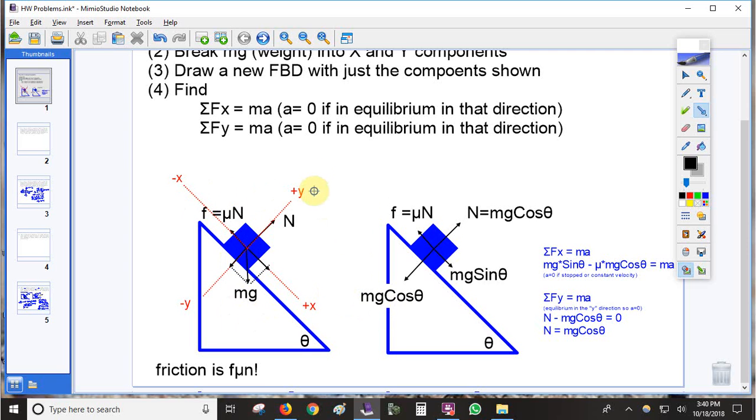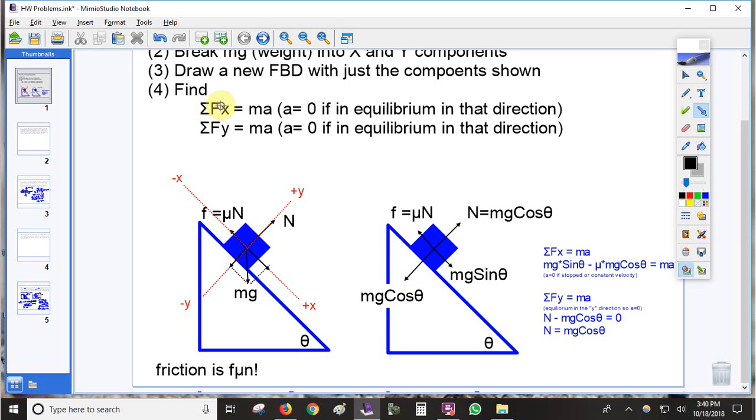The reason I'm asking you to draw another free body diagram is this looks a little wonky. This looks like there are 5 forces acting on the block, when in fact there are only 4. So we're going to redraw it without the mg acting down and only draw in the components, like we have in the second free body diagram here.